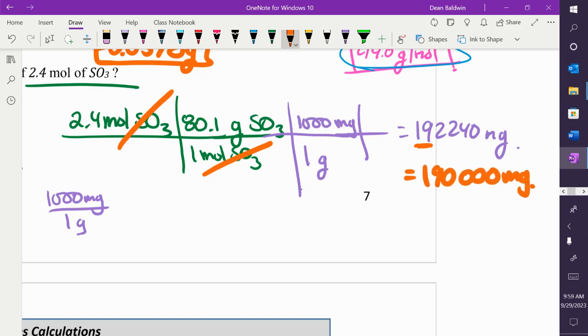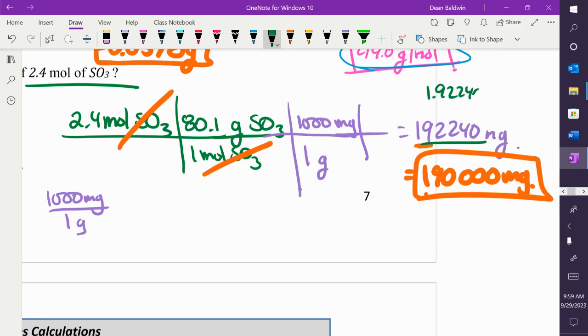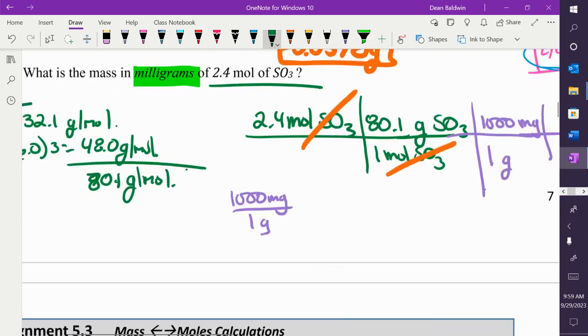So we should have 190,000 milligrams. If you don't like that, the way that I find a little easier is to put it in scientific notation, but you don't have to. In scientific notation, that's 1.92240 times 10 to the 1, 2, 3, 4, 5. And then if I want 2 sig figs, I'm just taking the 1.9, and I get 1.9 times 10 to the 5. That's the same as that.